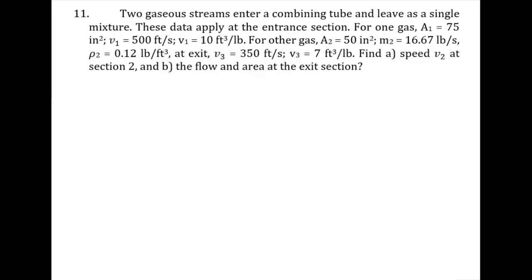Exercise number 11. Two gaseous streams enter a combining tube and leave as a single mixture. These data apply at the entrance section. For one gas, area 1 equals 75 inch squared, velocity 1 equals 500 feet per second, specific volume 1 equals 10 feet cubed per pound. For the other gas, area 2 equals 50 inch squared, mass flow rate equals 16.67 pounds per second, density 2 equals 0.12 pound per feet cubed. At exit, velocity 3 equals 350 feet per second, specific volume 3 equals 7 feet cubed per pound. Find letter A, speed at section 2, and B, the flow and area at the exit section.